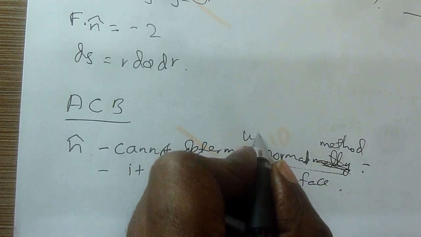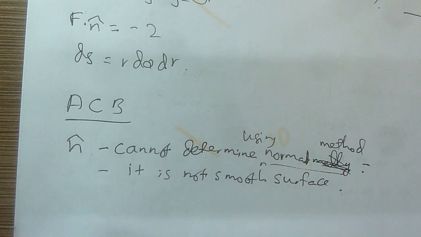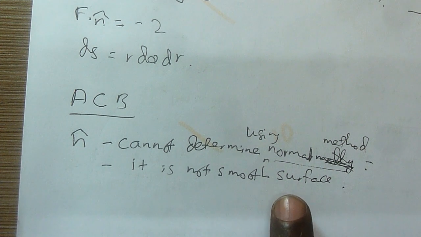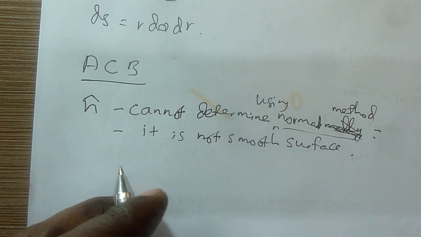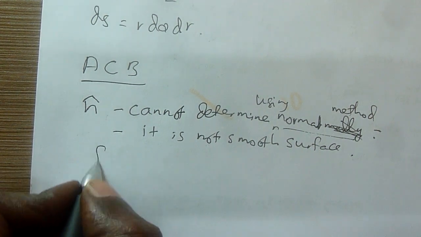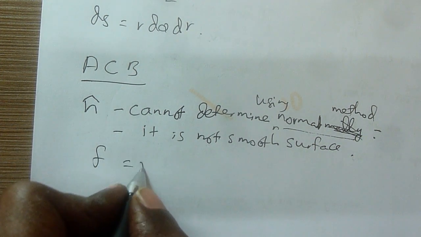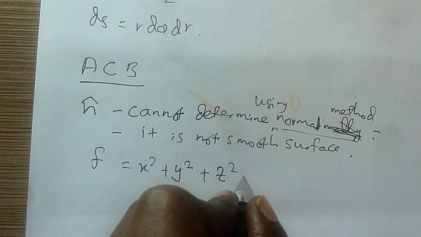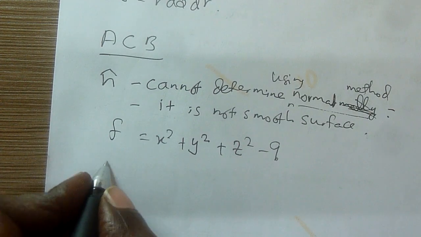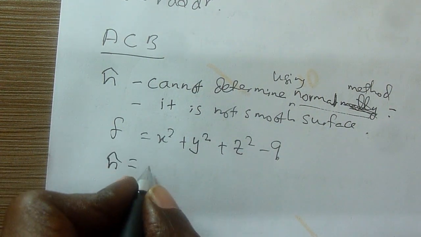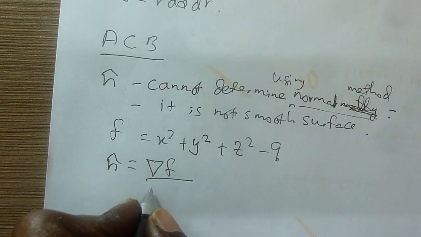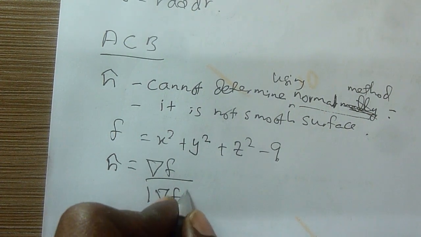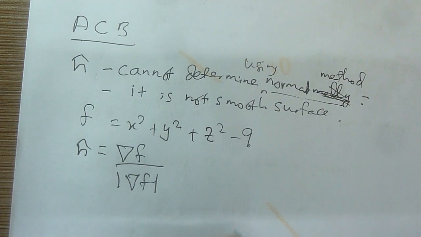Using the normal method, we cannot use it because it's not smooth. The first thing you need to use is f(x, y, z) = x² + y² + z² = 9. Therefore, I need to find the gradient. Okay, that is very obvious. I need to use a gradient.